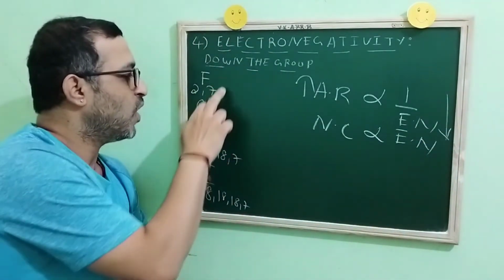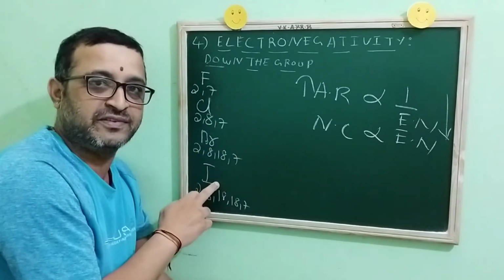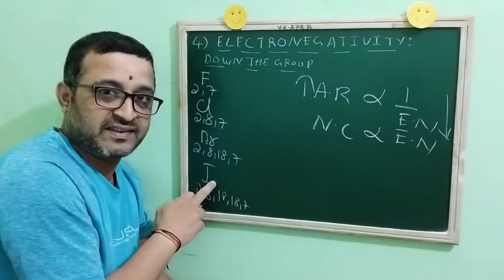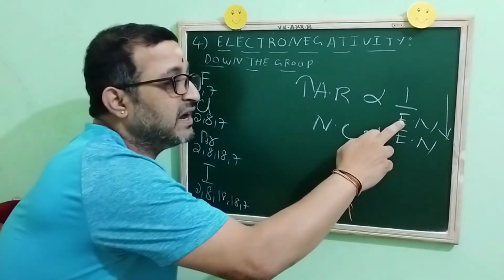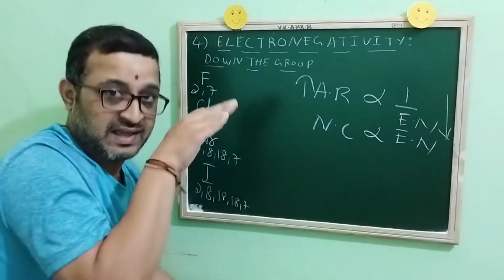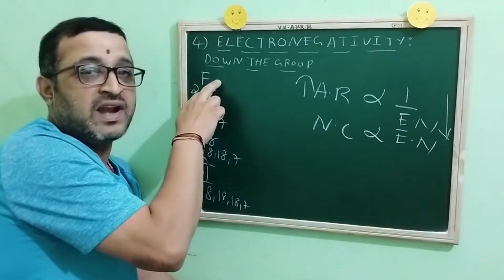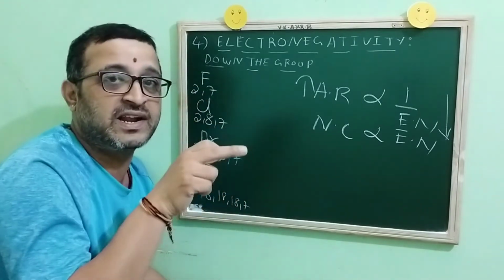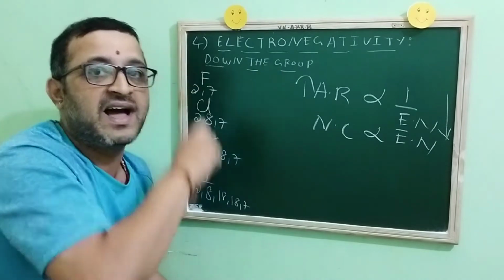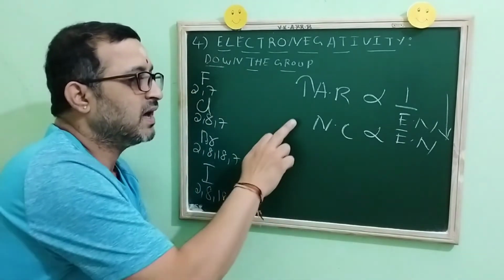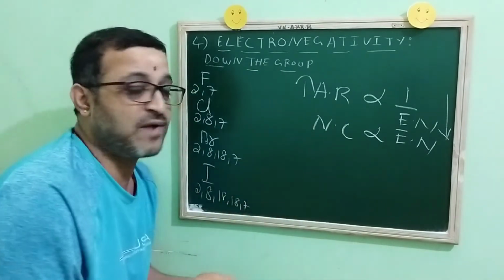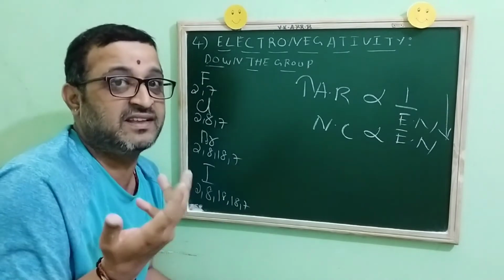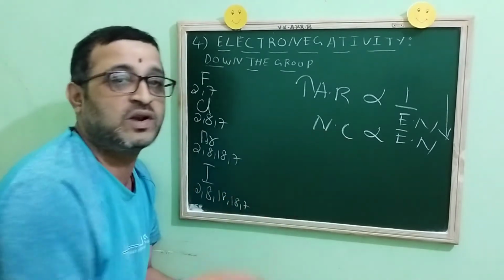Now, as the atomic radius increases, the electronegativity is going to what, children? Decrease. So out of these four atoms, iodine is the biggest. So that's why its electronegativity should be less, and fluorine is the smallest and its electronegativity should be what? Highest.